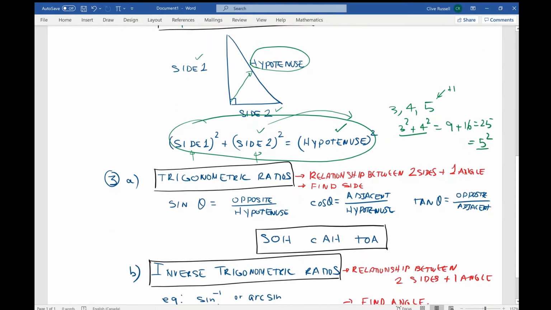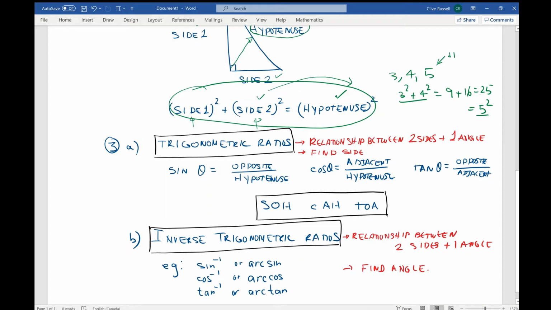Now, for the trig ratios, there's a relationship between two sides and an angle. So let us look at this one here. The sine of an angle is equal to the opposite over the hypotenuse, and we'll talk about what is opposite and hypotenuse once we start the lesson. The cosine is adjacent over hypotenuse, and tan is opposite over adjacent. And you probably have seen this before. SOHCAHTOA. Sine is opposite over hypotenuse, cosine is adjacent over hypotenuse, tan is opposite over adjacent.